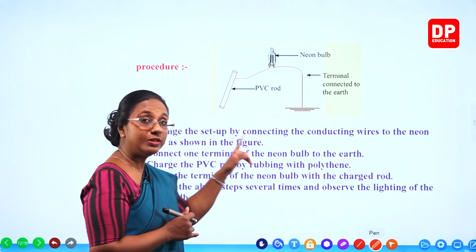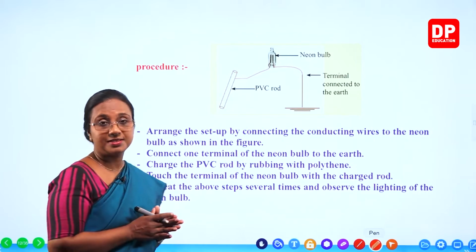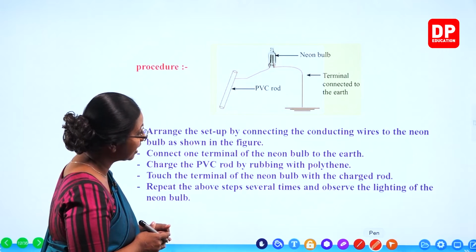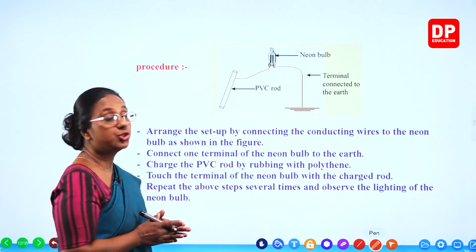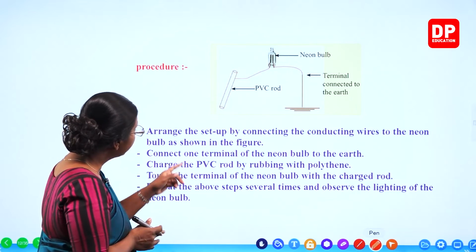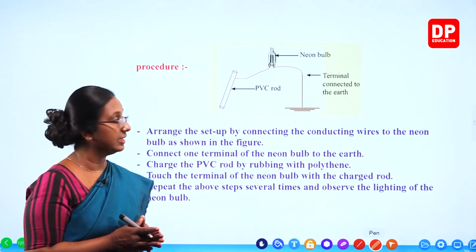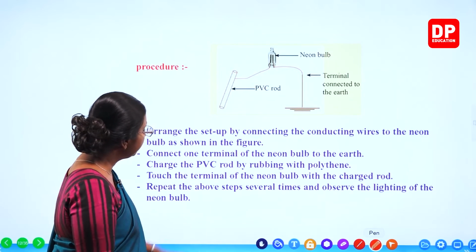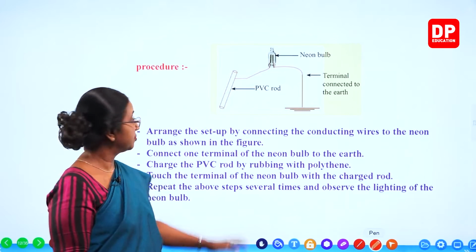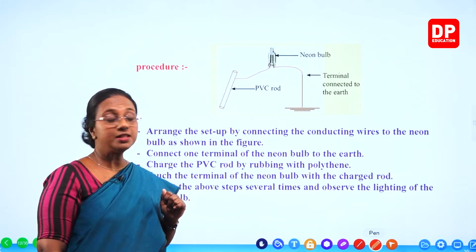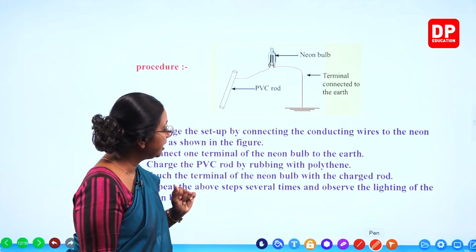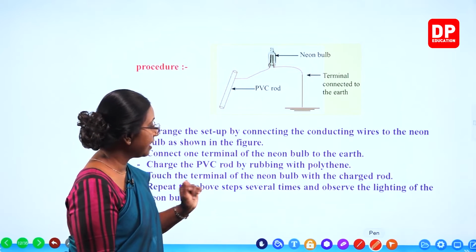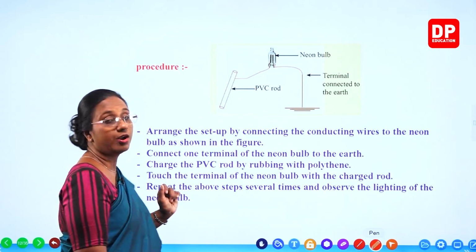Before we go to the lab and do the activity, I will read the procedure for you again. Arrange the setup by connecting the conducting wires to the neon bulb as shown in the figure. Connect one terminal of the neon bulb to the earth. So here you can see one terminal is connected to the earth. Charge the PVC rod by rubbing with polythene. Touch the terminal of the neon bulb with the charged rod. Repeat the above step several times and observe the lighting of the neon bulb.